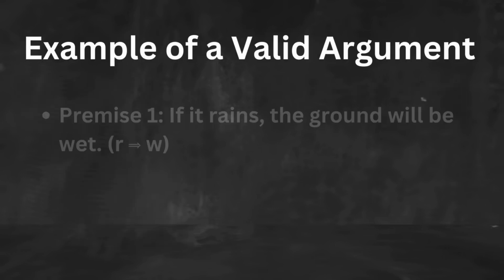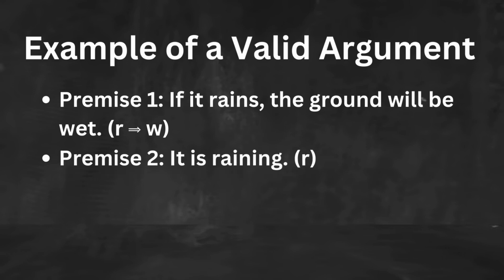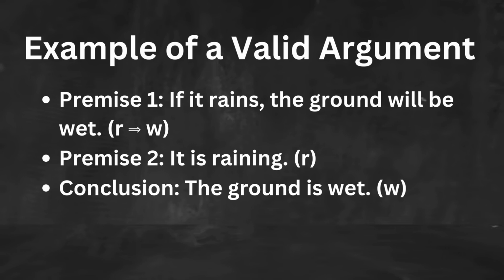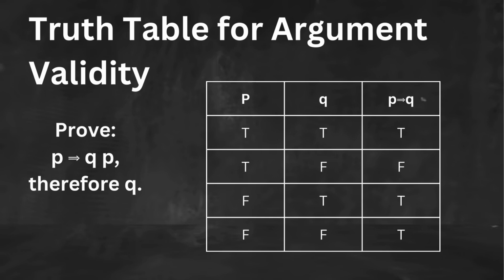Consider this argument: if it rains, the ground will be wet. It is raining. Therefore, the ground is wet. This argument is valid because the conclusion follows logically from the premises. By constructing a truth table, we can check if the conclusion holds for all possible truth values of the premises. For the argument P implies Q, P, therefore Q, we see that whenever the premises are true, the conclusion is also true, confirming the argument's validity.